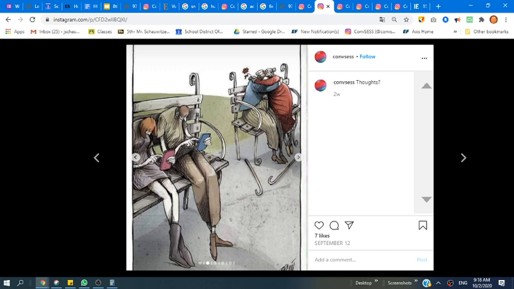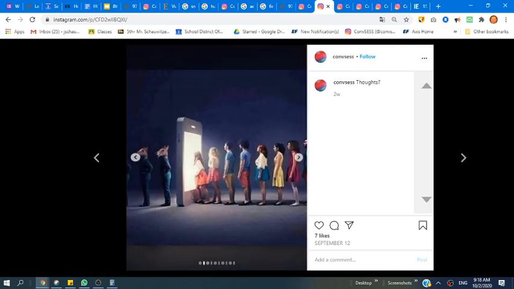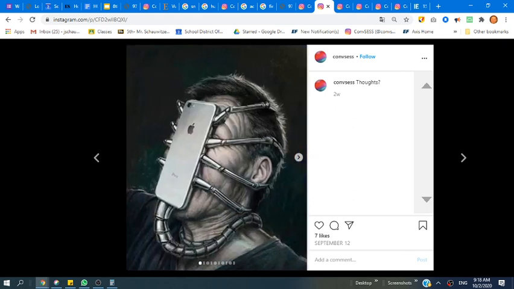I like this image because it contrasts the difference between maybe the generations and how technology is affecting them. Or this one kind of shows a transformation after using technology. What do you think about these images?